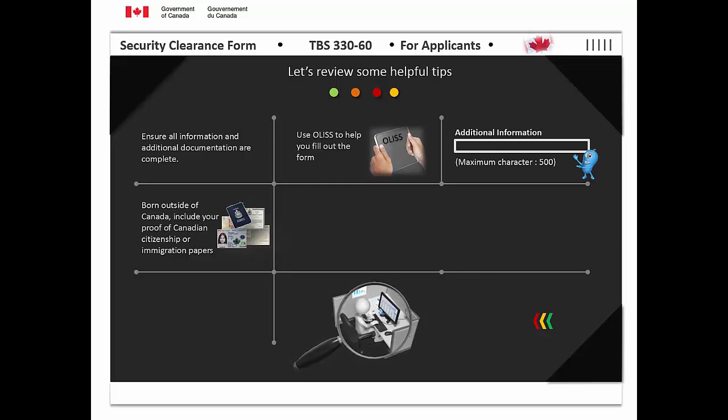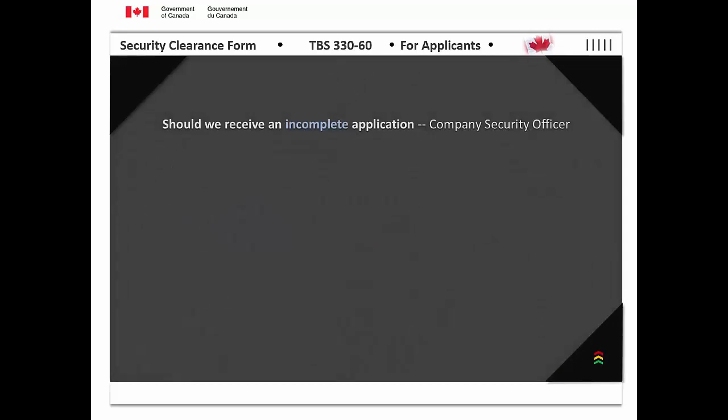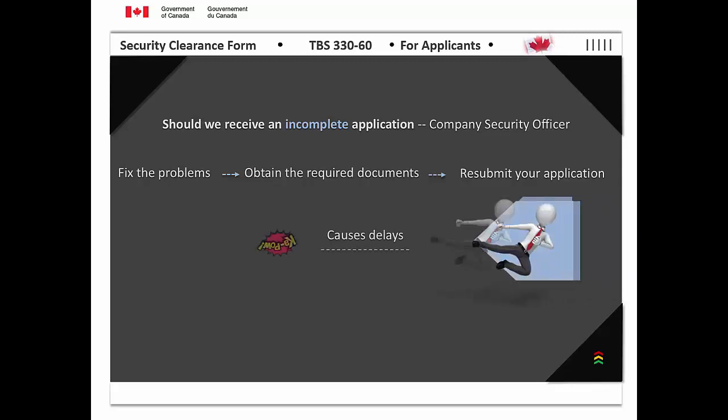If you are using OLIS and decide to click the original signature option, your company security officer will need to print out the form and have you fill this section by hand, as all initials must be hand-signed and not typed. Should we receive an incomplete application, your company security officer will ask you to fix the problems or obtain the required documents and will need to resubmit your application. This takes time and causes delays.